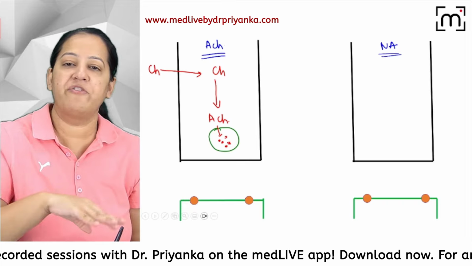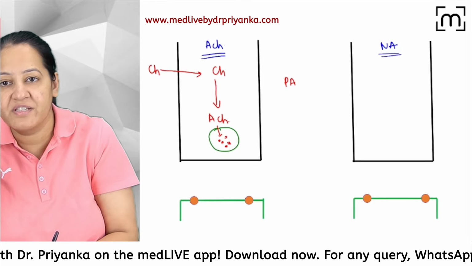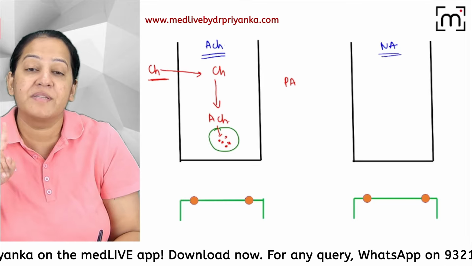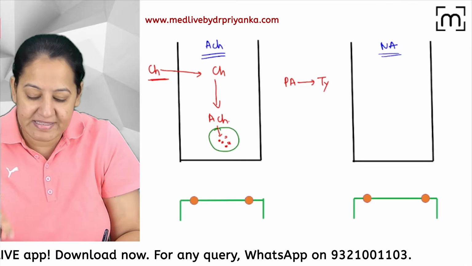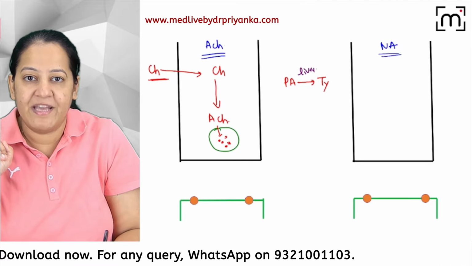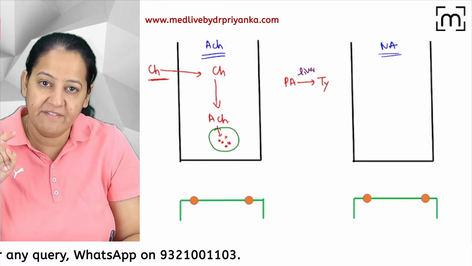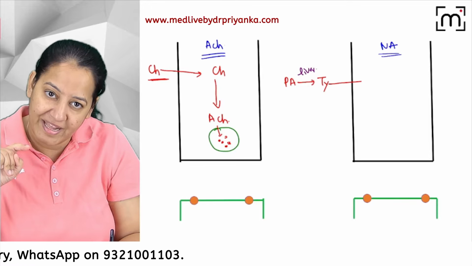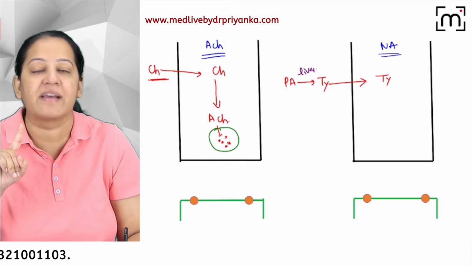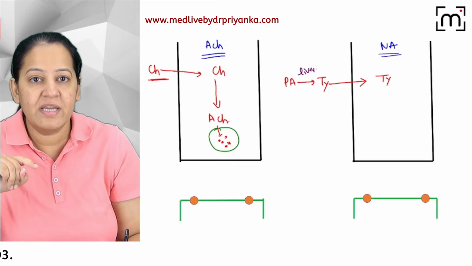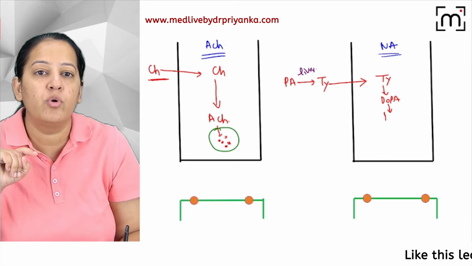But what about noradrenaline? How does it get synthesized? The first amino acid here is phenylalanine. Here the first amino acid was choline; here the first amino acid is phenylalanine. Phenylalanine gets converted to tyrosine, and this first step takes place in the liver. Once the tyrosine is synthesized in the liver, it will come in the blood and get taken up into the axon. This tyrosine will enter the cytoplasm of the axon. Tyrosine will first convert into dopa, and dopa will then convert into dopamine.